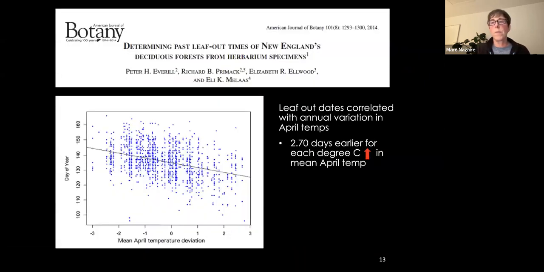Another way that we've been using specimen data is looking at phenology. So Everill et al. looked at leaf out dates for New England deciduous forests, and that was all based on herbarium specimen data. And what they found was that leaf out dates were correlated with annual variation in April temperatures. So increasing each degree Celsius in mean April temperature brought leaf out about 2.7 days earlier.